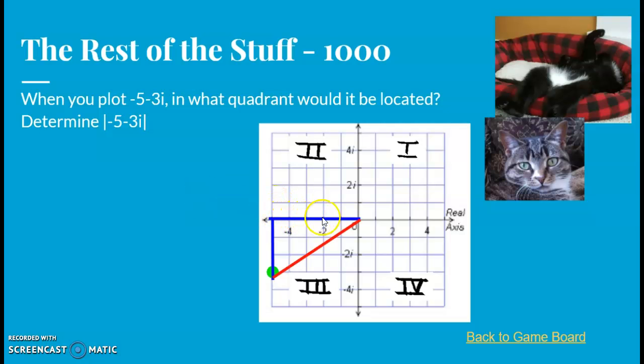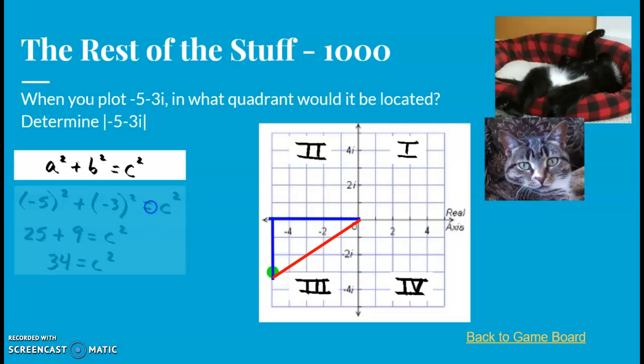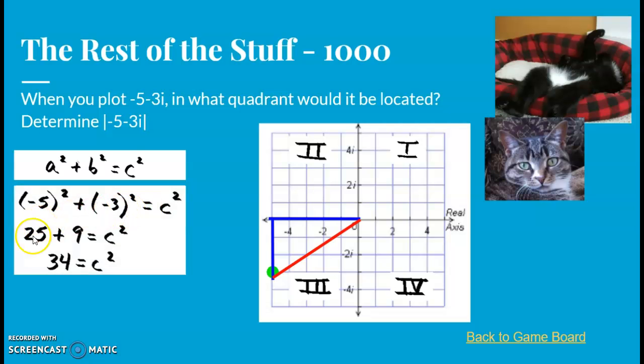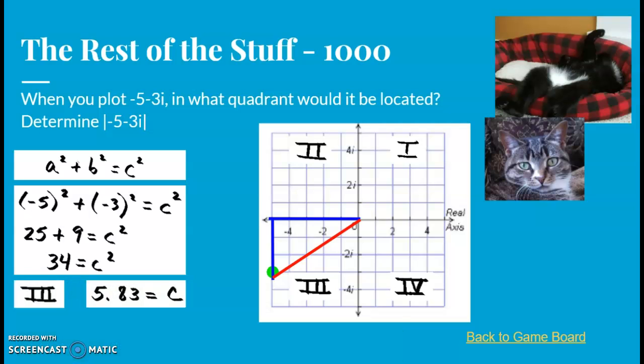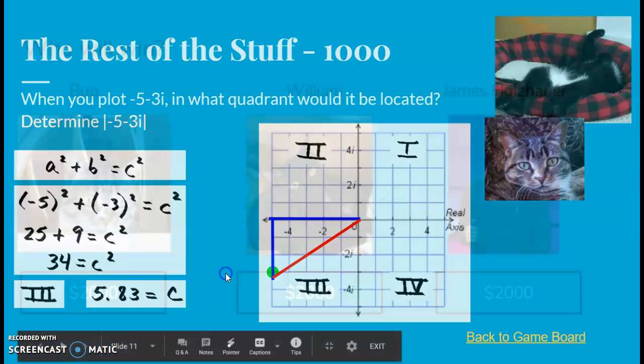The length of the one on top is 5. The length of the one on the left is 3. I'm going to plug those into a squared plus b squared equals c squared. Good old Pythagorean theorem. I get 25 and 9. Add those together and I get 34. I then need to take the square root. So my point is located in quadrant 3, and the answer is 5.83.